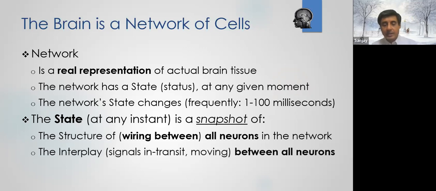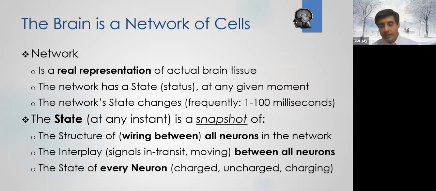The second thing is the interplay between these neurons, meaning at any given time, there are signals that are moving. There are signals that are in transit between neurons. So it's important to capture that as part of the state. The state has to encode within itself what all of the signals are, which signals are moving and where, and whether signals are in transit between neurons or not. So that's important, signals that are moving between.